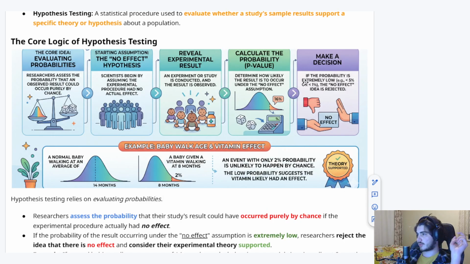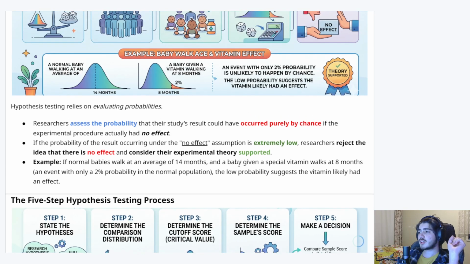If the probability is extremely low, like 5% or 1%, the no effect idea is rejected. So it's all about rejecting the null hypothesis. It's not confirming your hypothesis, but it's about rejecting the null one.